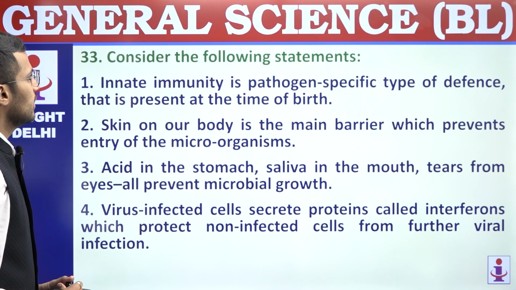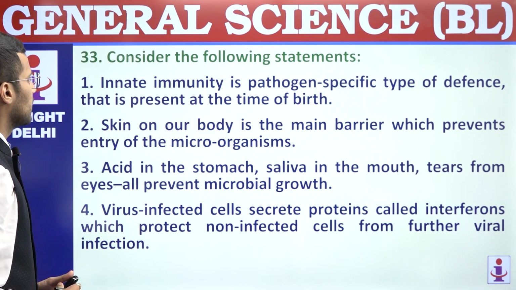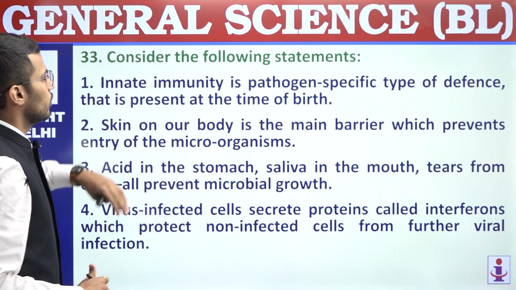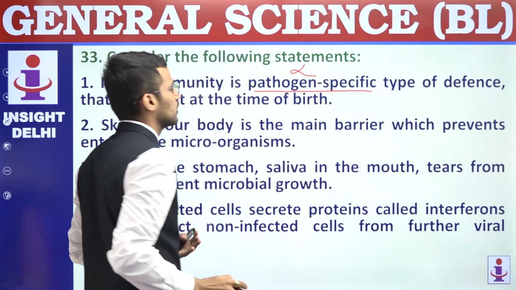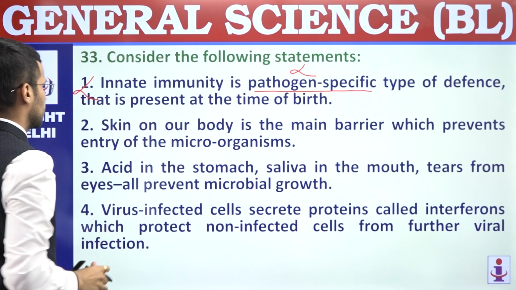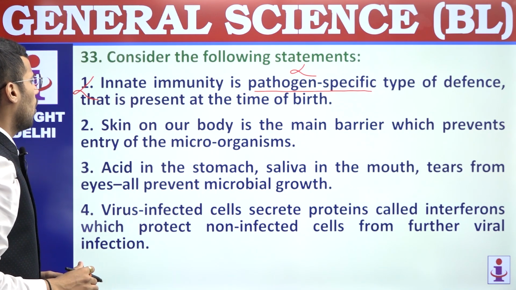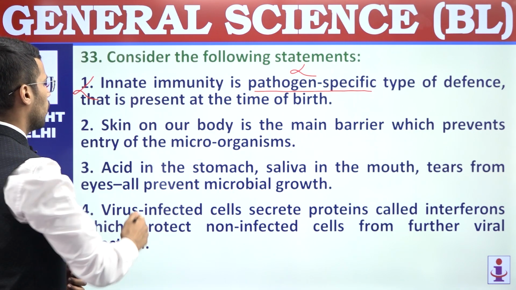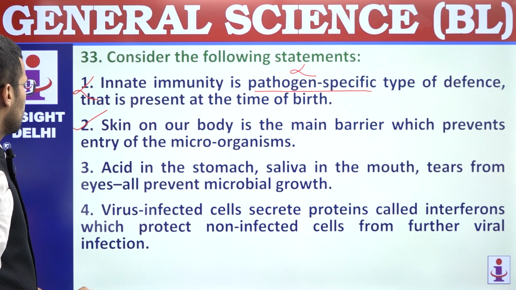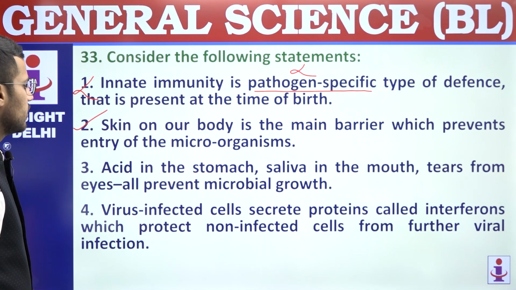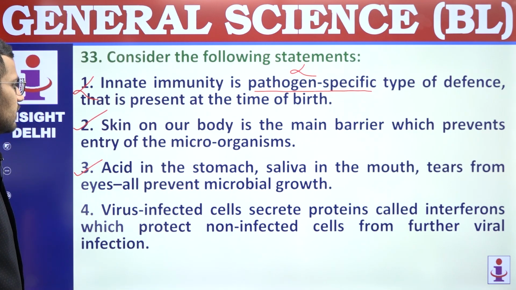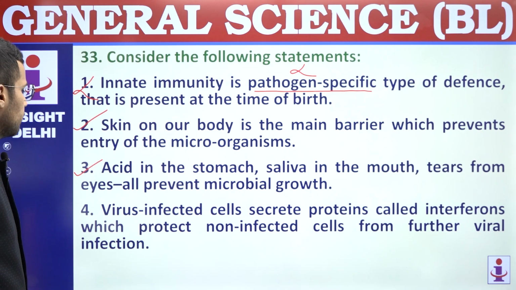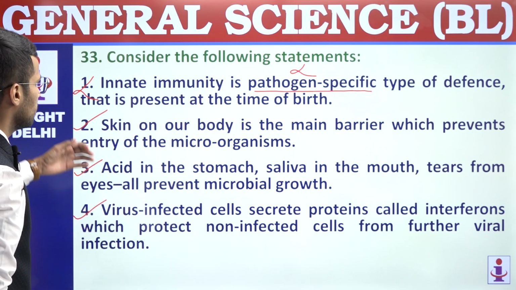First, innate immunity is pathogen specific type of defense that is present at the time of birth, right? So innate immunity is present at the time of birth, and if that is the case, how can it be pathogen specific? It is not pathogen specific, and that's why first statement is incorrect. Second, skin on our body is the main barrier which prevents entry of microorganisms. Correct. Third, acid in the stomach, saliva in the mouth, tears from eyes all prevent microbial growth. Correct statement. Fourth, virus infected cells secrete proteins called interferons which protect non-infected cells from further viral infection. Correct statement. Right? So first statement is incorrect.